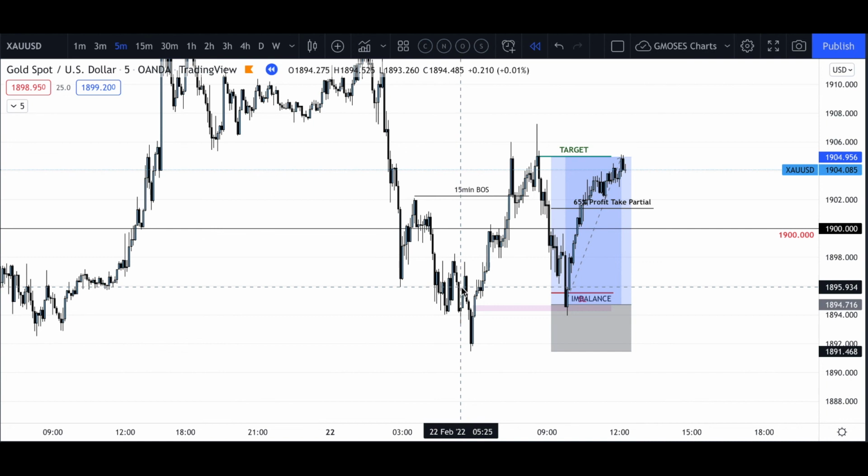Don't jump the gun. If you miss the entry or it doesn't give you what you're looking for, hey, wait for another day. There's always another time to take another trade. But stick to your trading plans. Don't let your psychology take hold of you or get the best of you. Always stick to your guns.